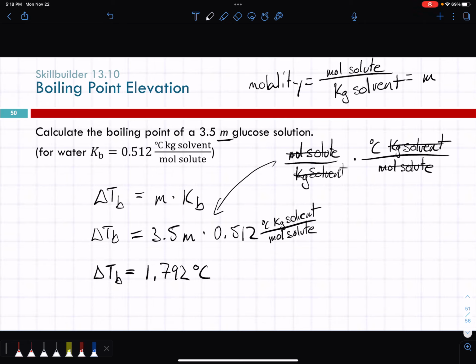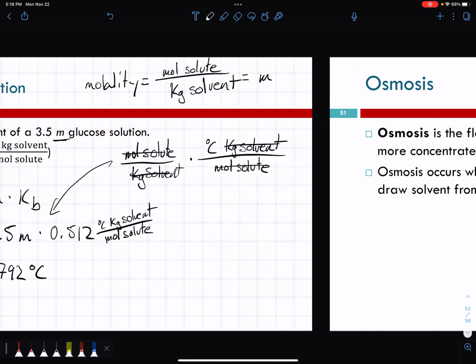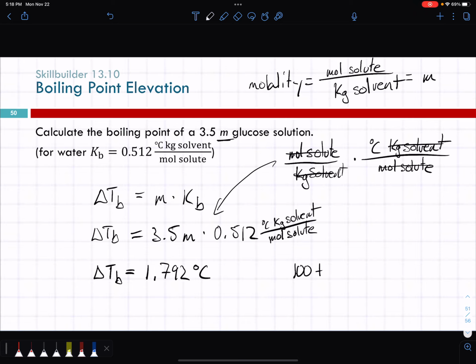Okay, so then our boiling point now of this solution is not 1.792 degrees C, but it would be 100 plus 1.792. So we get 101.792 as the boiling point of this new solution. Where does the 100 come from again? Boiling point of water. So the regular boiling point of pure water at sea level, 1 atmosphere, is 100 degrees C.